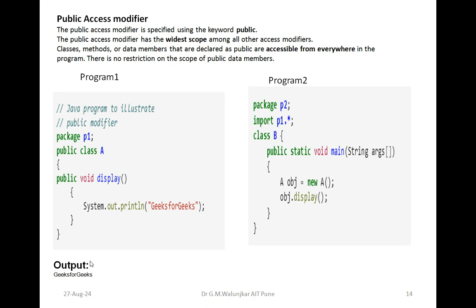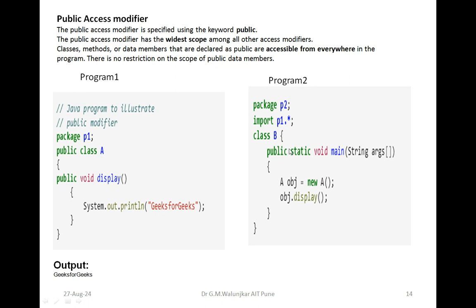Classes, methods, and data members declared as public are accessible from everywhere in the program. So there is no restriction on the scope of a public data member. Just see program 1 and program 2. In program 1, inside the package, public class A has a method display that is also public.